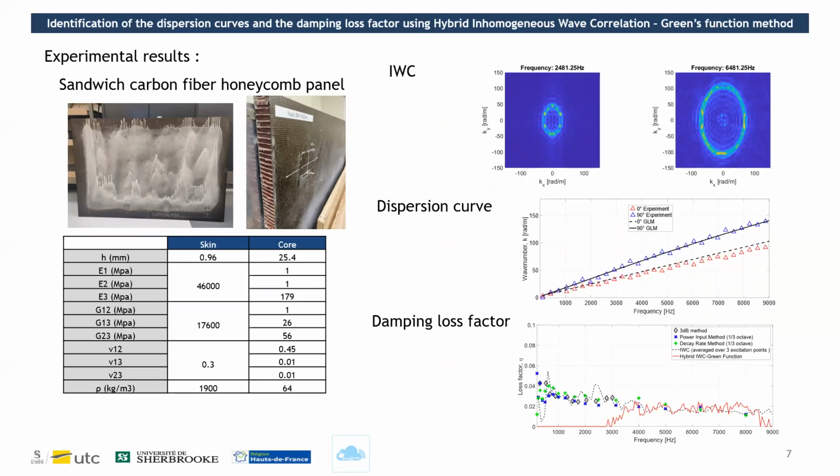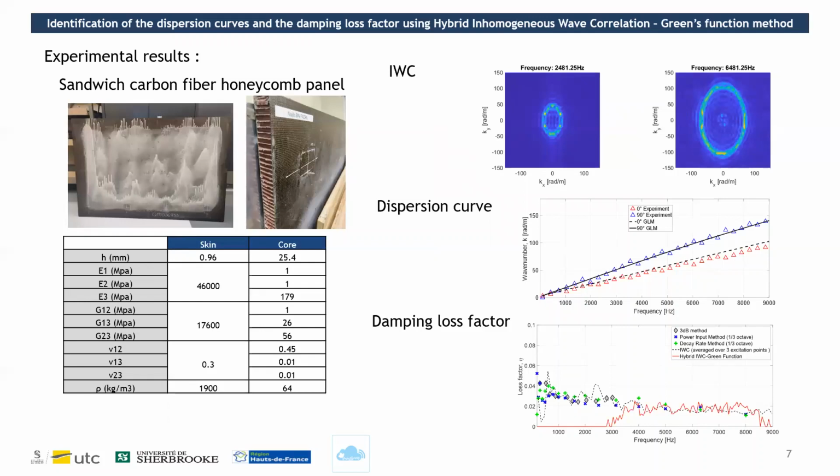Applying the IWC methods, we can thus determine the dispersion relation as a function of the angle. The dispersion curves at 0 degrees and 90 degrees are observed and compared to the analytical general laminate model. Both correlate well with the analytical solutions.